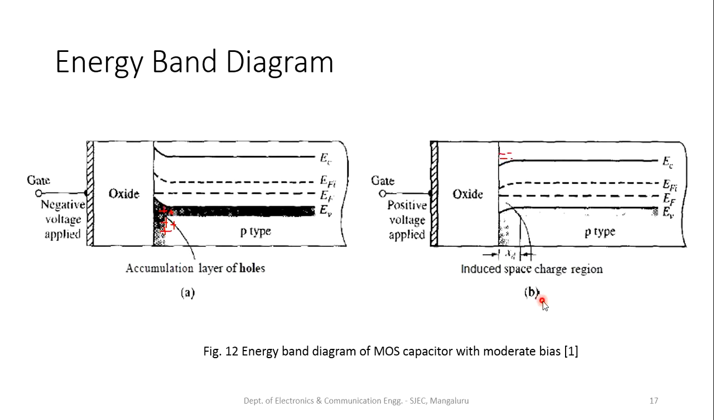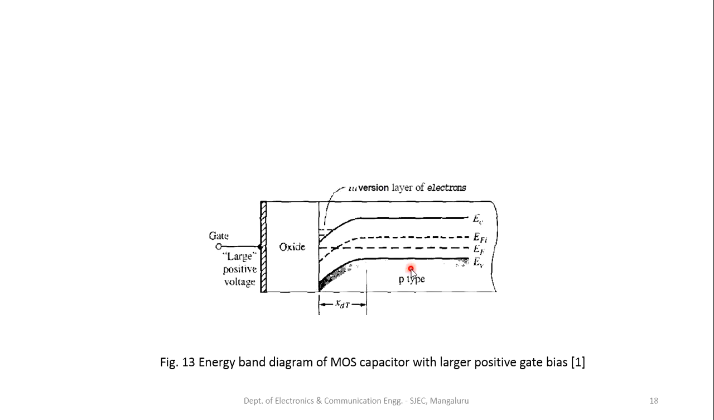Now next, consider the case when a larger positive voltage is applied to the gate terminal. So when a larger positive voltage is applied to the gate terminal, the conduction band bends more towards the Fermi level than that of the valence band. The intrinsic Fermi level is very close to the Fermi level. Larger negative charges or the electrons accumulate under this oxide layer, as a result of which p-type material converts to a n-type material in this particular region, and the induced space charge also increases.